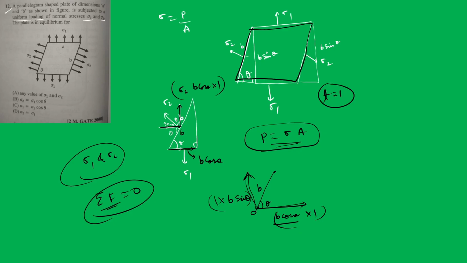And b cos theta into 1. So force is equal to sigma times A, so we are going to balance out the forces in y direction. Summation of forces in y direction is equal to 0, and what is that? Sigma 2 into b cos theta is equal to sigma 1 into b cos theta, and this b cancels, this cos theta cancels, so sigma 1 is equal to sigma 2. That will be your answer.